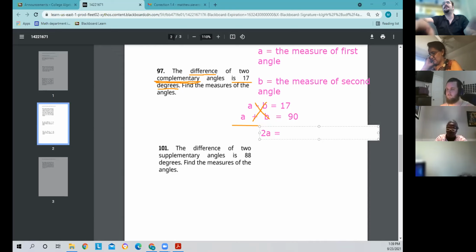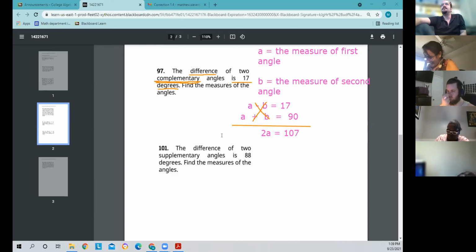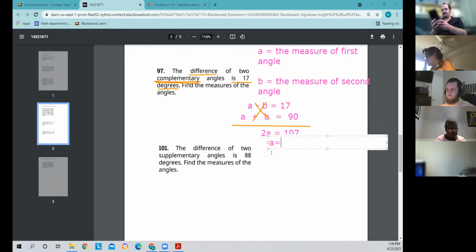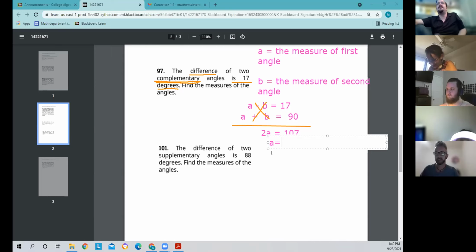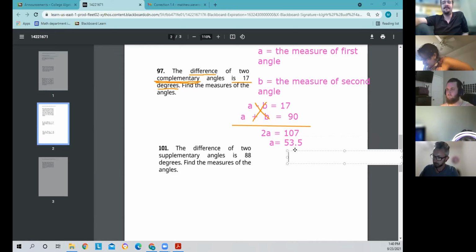2A equals 73. No, it's not 73. Sorry, it's 107, right? Yeah, 107. And so A is 107 over 2. It's going to be 53.5. And the other one, since they're complementary, I'm going to do it right quick. It's what, 36.5? I know I'm skipping a little bit, but I want to get through these problems right quick.